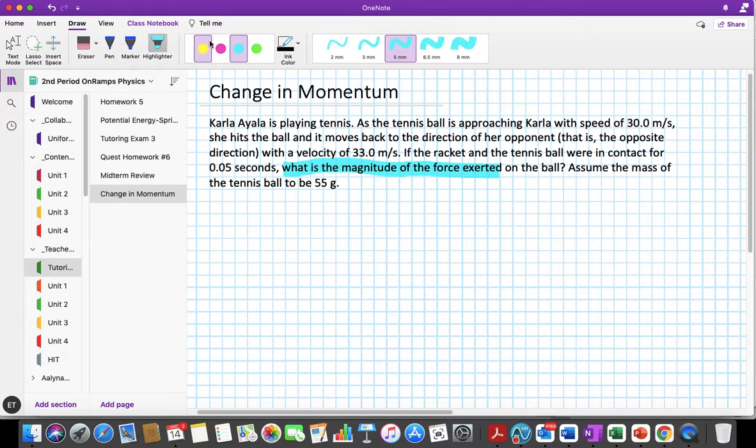Well, before we write down the given, here's the moneymaker, guys. Here's the moneymaker. It moves back to the direction of our opponent. That is the opposite direction. Okay, this is the moneymaker here. This can make or break your problem or your solution, right? Let me fix my writing pad. There you go. So let's start writing down the given.